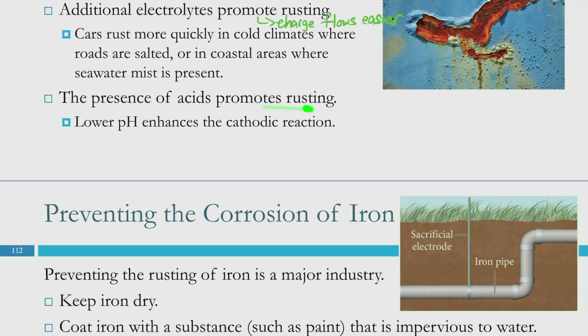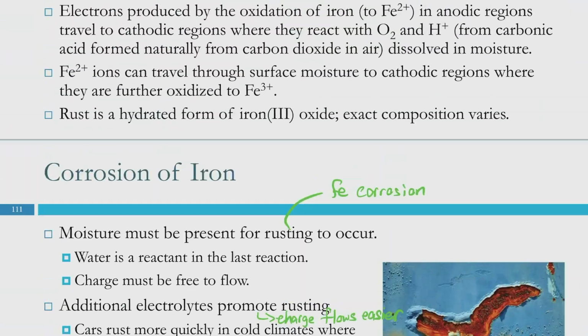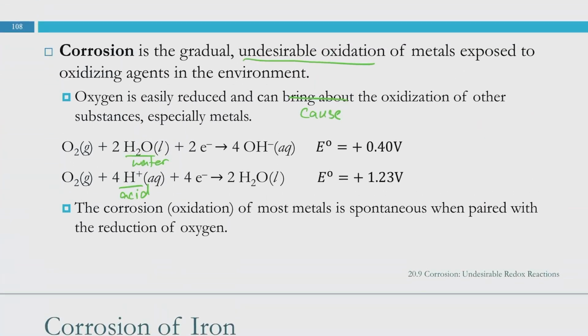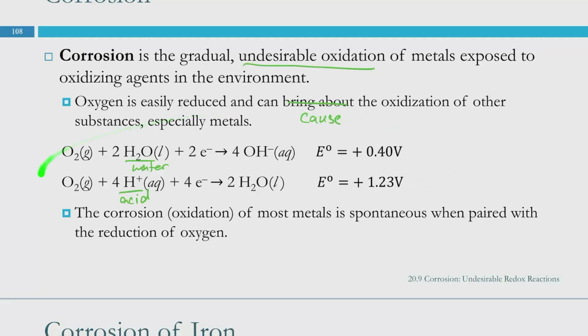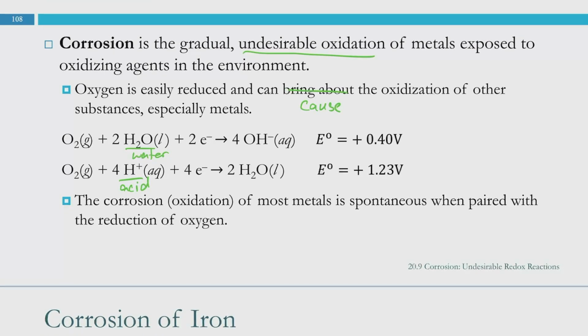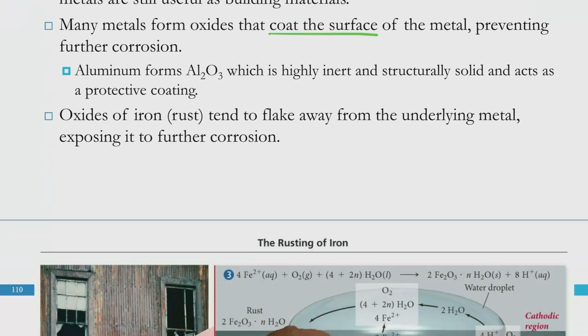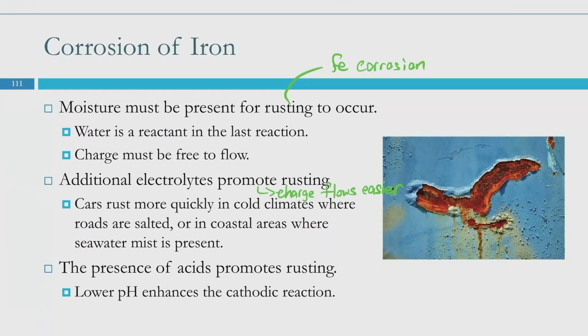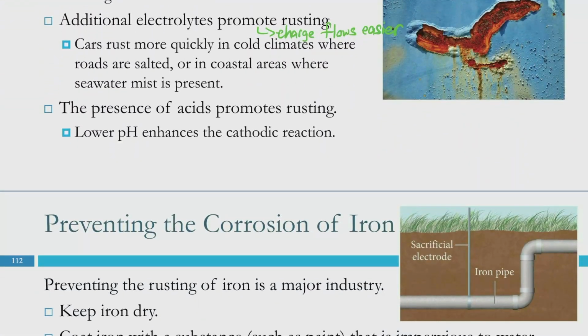The presence of acid is also going to promote rusting. Lower pH enhances the cathodic reaction, and that's what we were looking at here on this first corrosion slide. We've got a much higher electrode potential if we've got acid present. So that's going to much more easily, much more quickly, much more spontaneously cause the oxidation of metals. So things like acid rain would be bad for that.